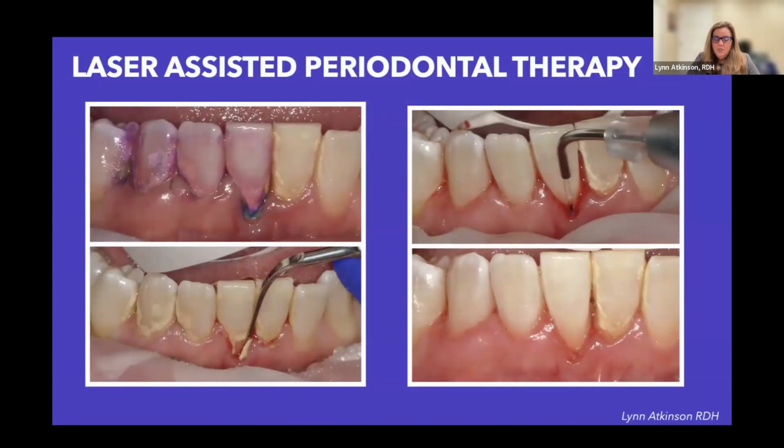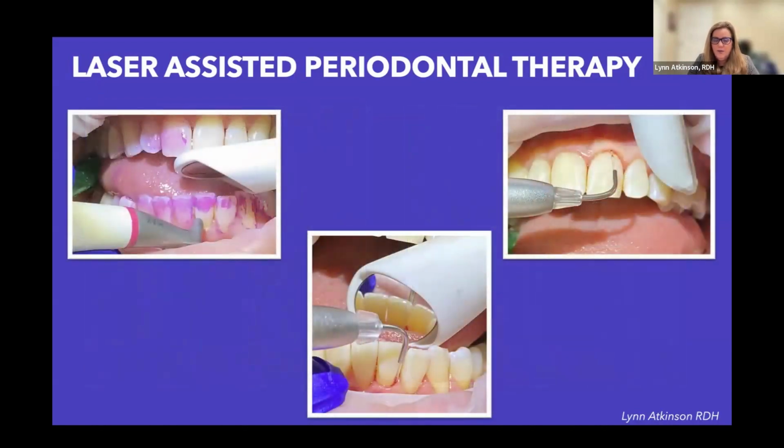So I'm going to go through, disclose everything, use my airflow first, always removing biofilm first, and then removing any hard deposits with my Piezon, going through with my diode laser. And this is what it looks like directly afterwards. You can see how it kind of cut off right at that midline area.